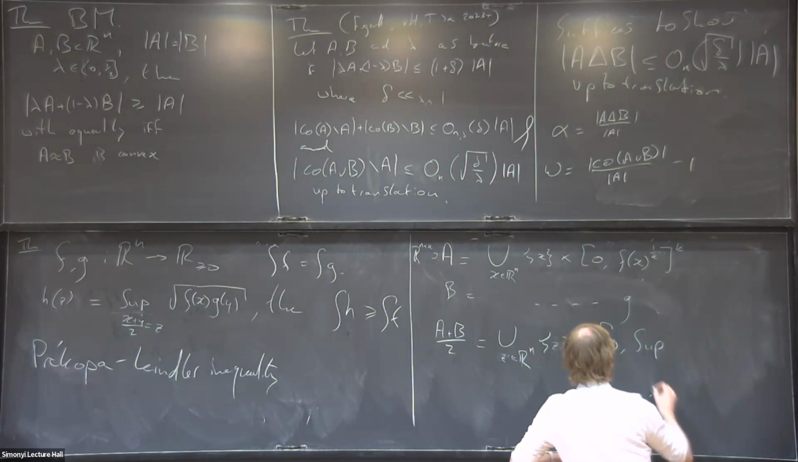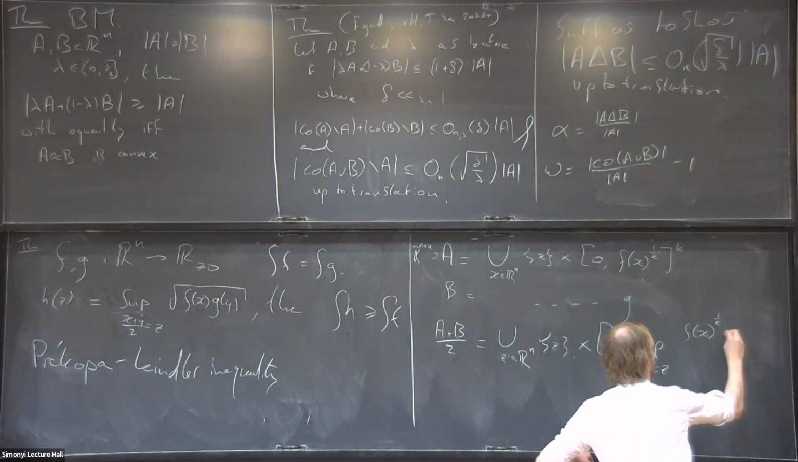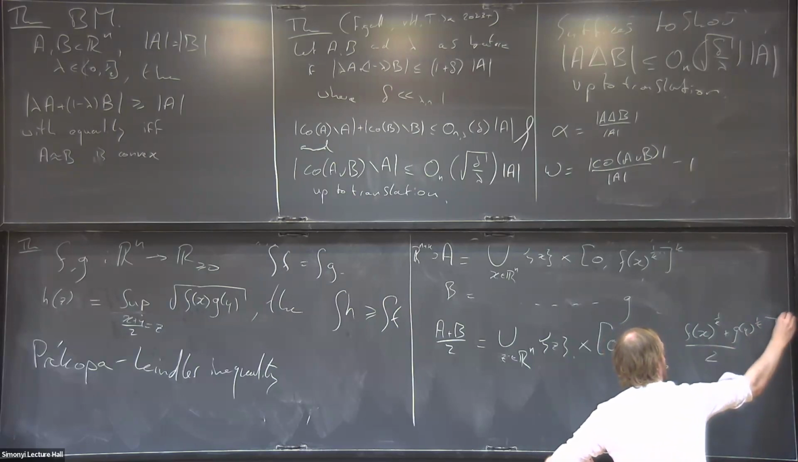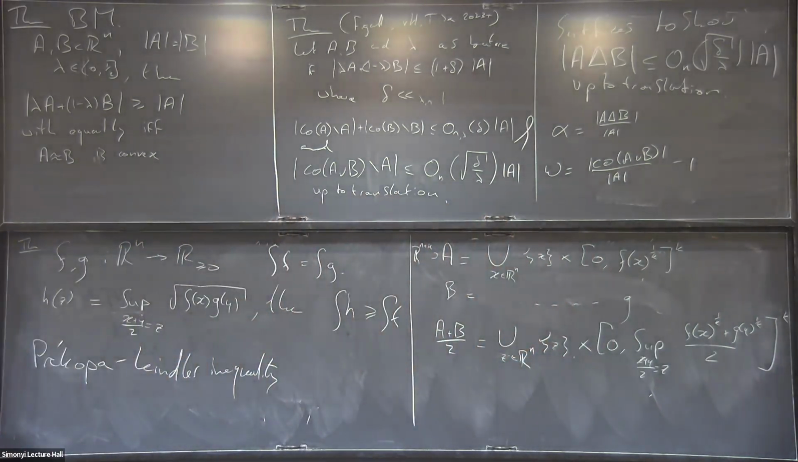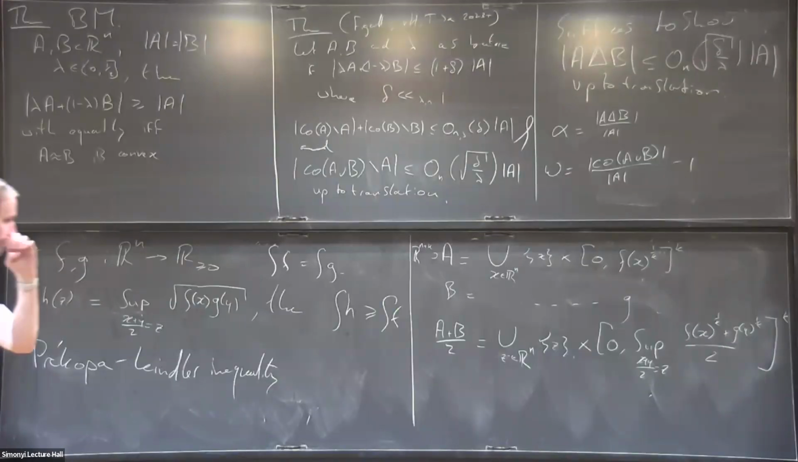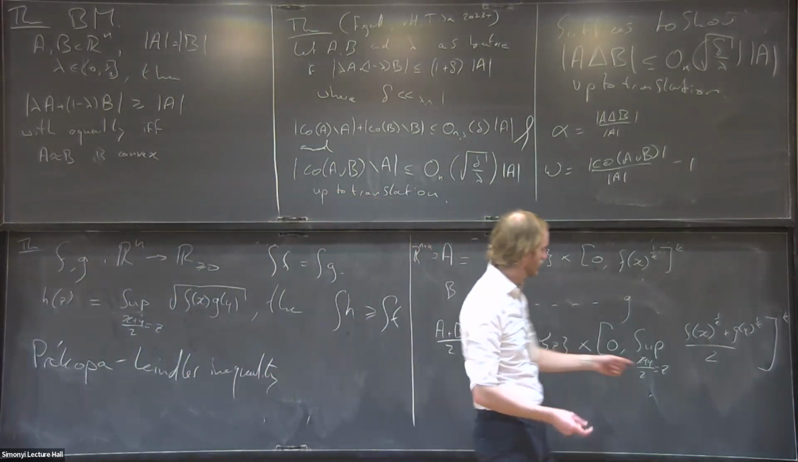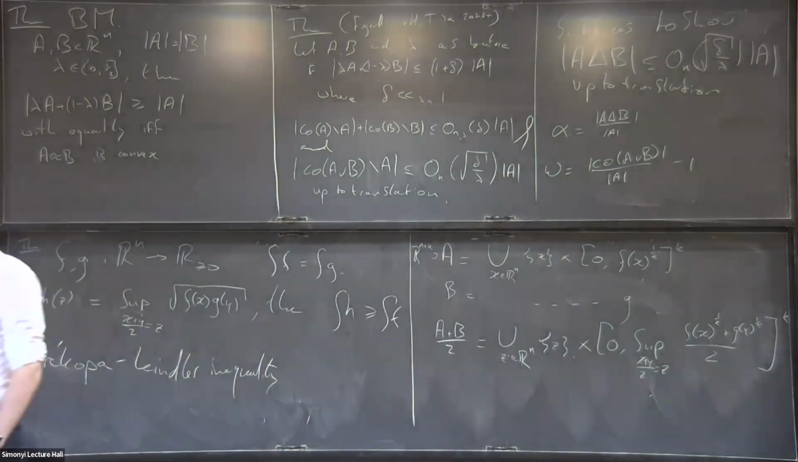So my claim is that this is the supremum over all (x+y)/2 that are equal to z of f(x) to the 1 over k, g(y) to the 1 over k, in k dimensions. Does it make sense? Why this would be (A+B)/2 at point z. Okay, so now all that's left to do is to consider what is this object here, and why does it relate to this Brascamp-Lieb thing?